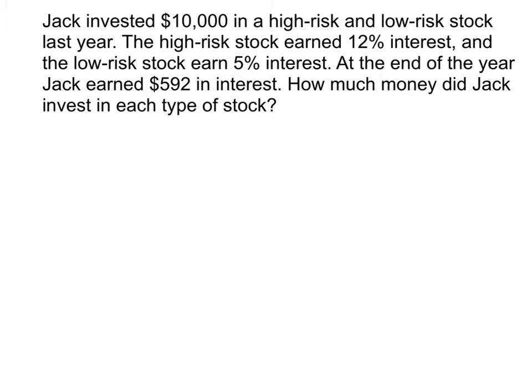In this video, we're going to review an example involving simple interest. So let's go ahead and read the question first. Jack invested $10,000 in a high-risk and low-risk stock last year. The high-risk stock earned 12% interest, and the low-risk stock earned 5% interest. At the end of the year, Jack earned $592 in interest. How much money did Jack invest in each type of stock?